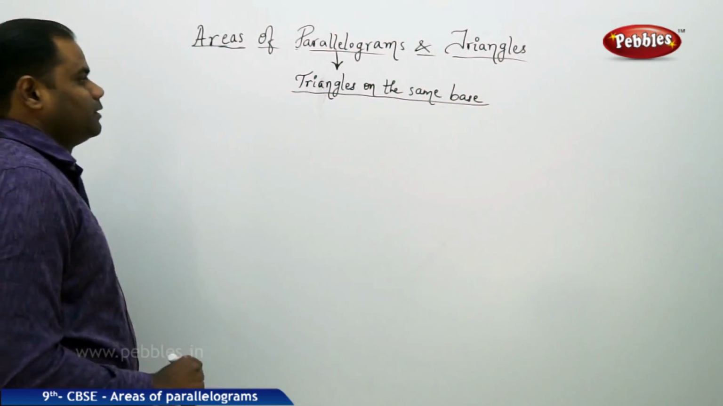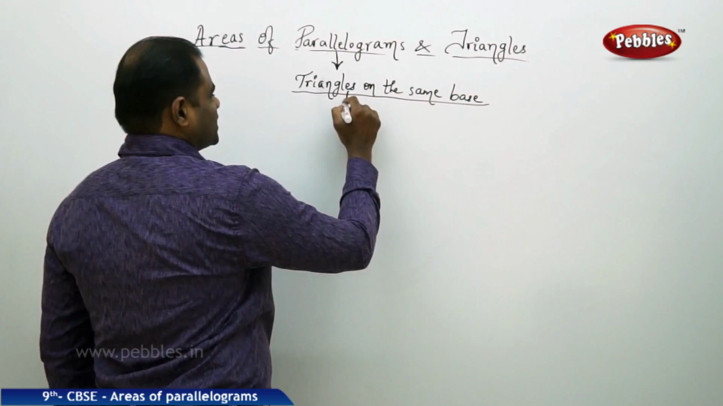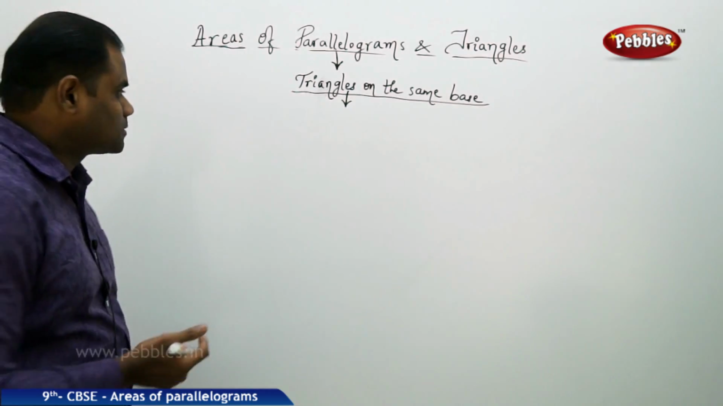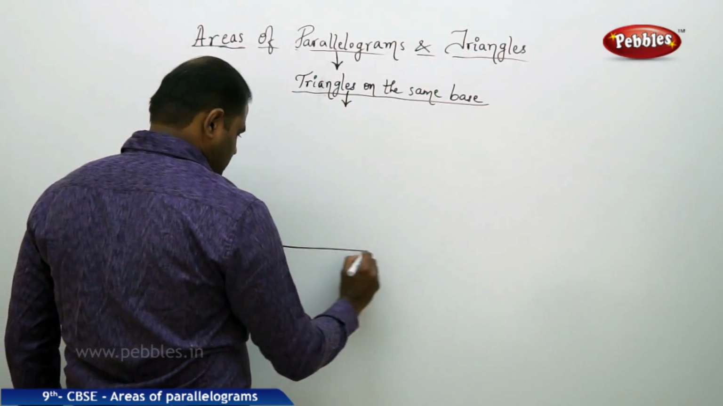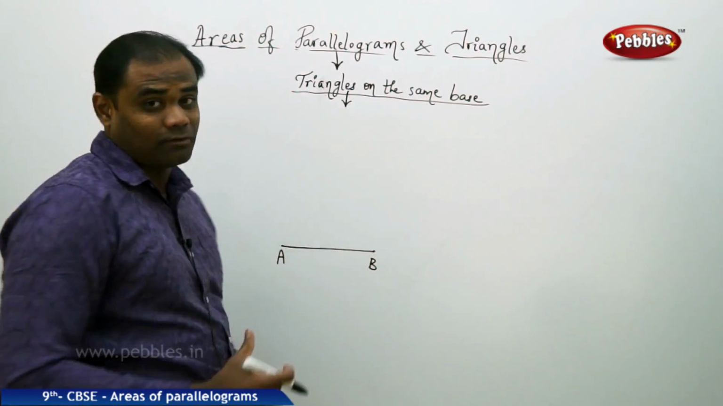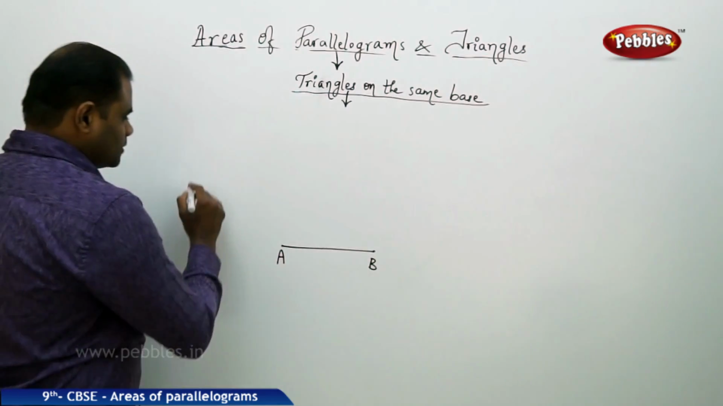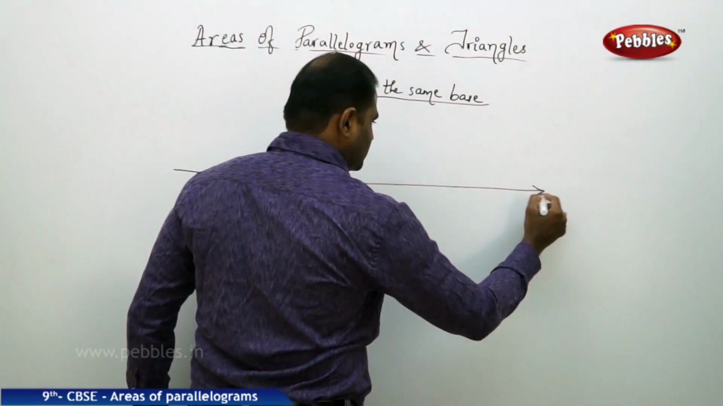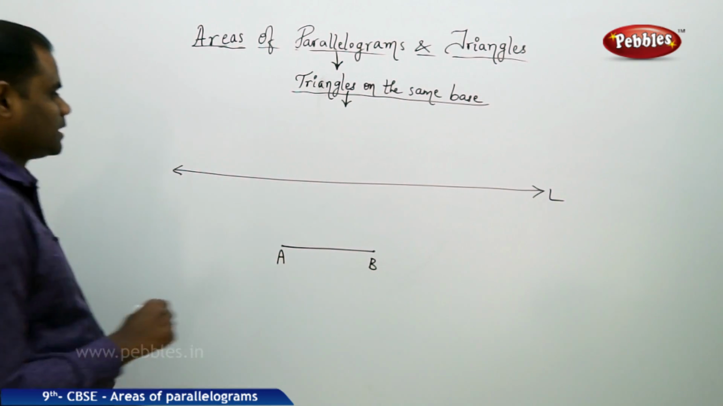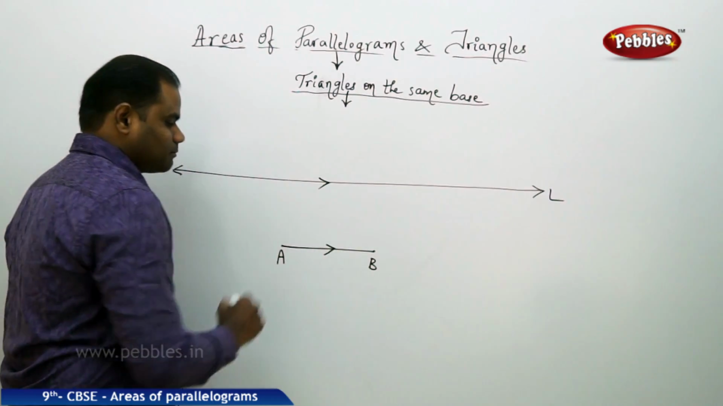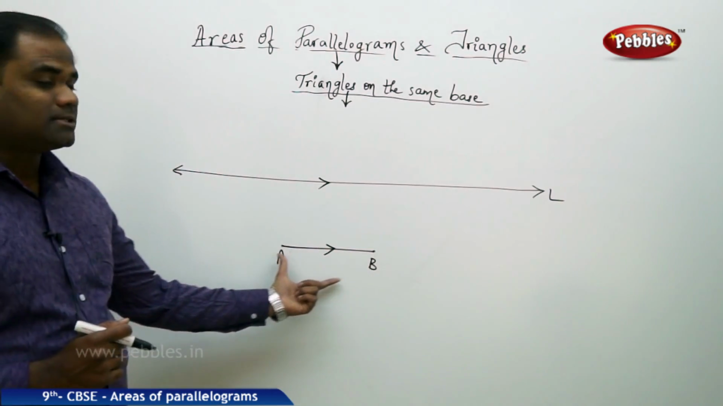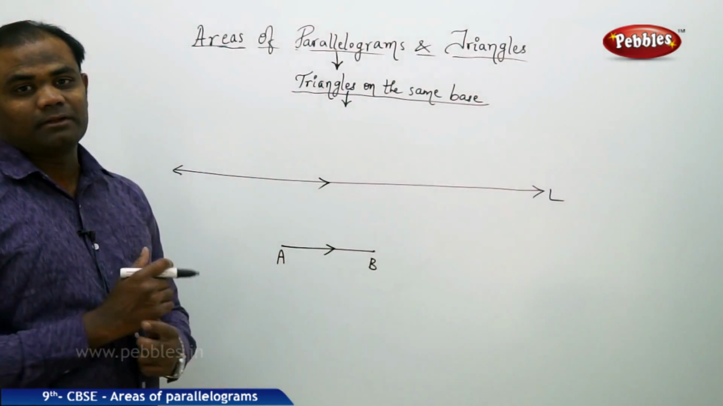So here, let me try to understand how the triangles look between the same base and between same parallels. Imagine I take the same base, which is AB, just like in the previous case of a parallelogram. So with the same base AB and between the parallel line L, let's say this line is parallel to the same base AB. Now let me draw two triangles which are with the same base AB and which are between the parallel lines.